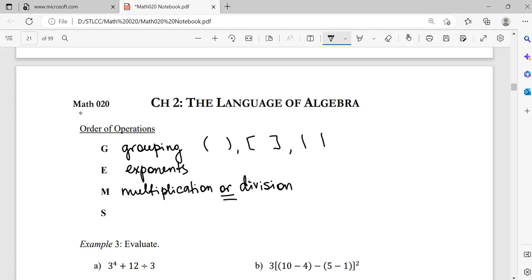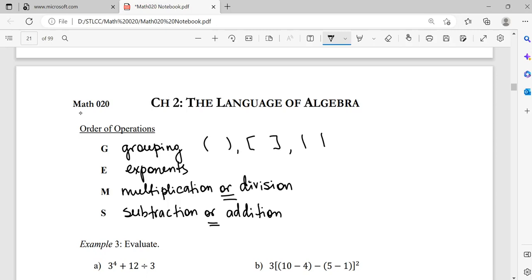So "or" is very important here, because that means one or the other, whichever one comes first from left to right. And then the last one, the S, stands for subtraction or addition. And again, "or" is very important here. That means you're going to look at your problem from left to right, and whichever one comes first, that one gets carried out first.